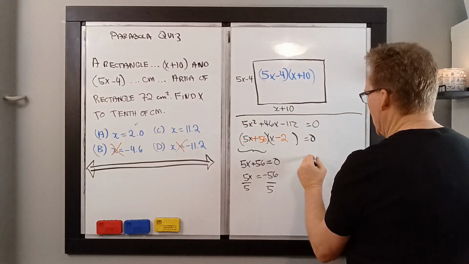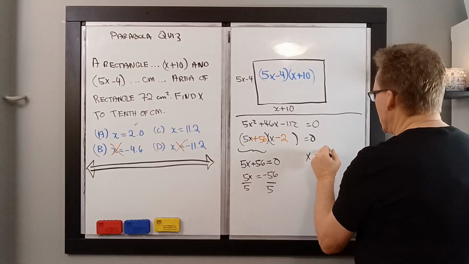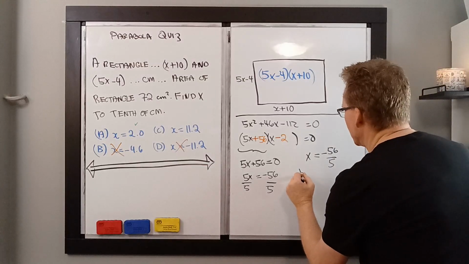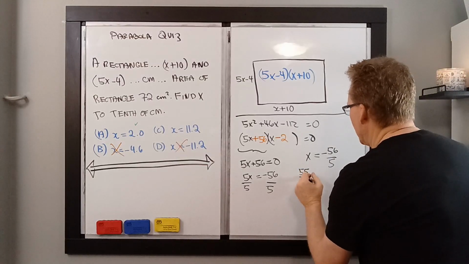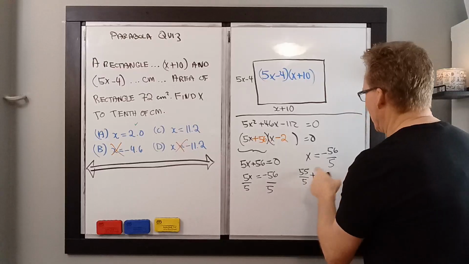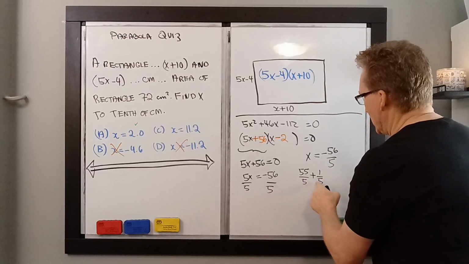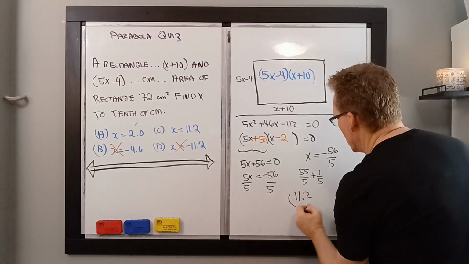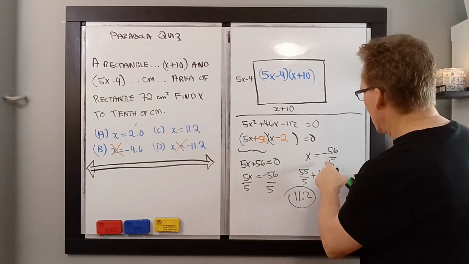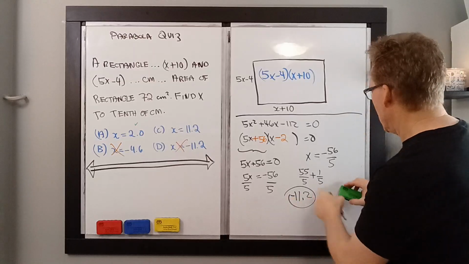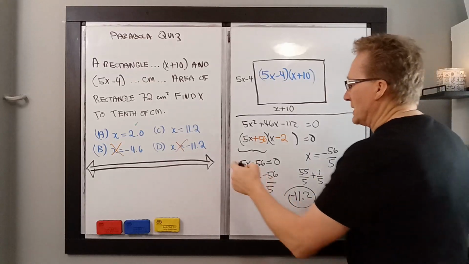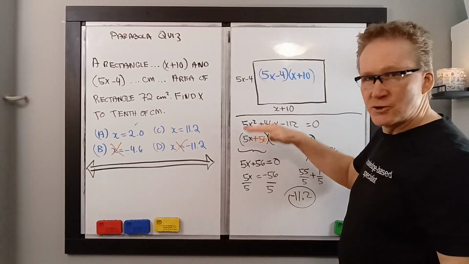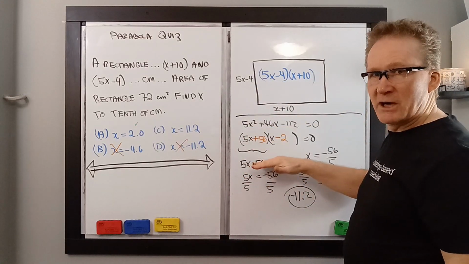And what do we get? We have x equals minus 56 over 5. You could punch this into your calculator, or you could realize that this is 55 over 5 plus 1 over 5 gives me 56 over 5. This is 11 and 1/5. 1/5 is also 0.2. So that's 11.2. However, it's negative because of this negative sign over here. So this answer would be one of the answers to the solution as we're solving this quadratic equation.